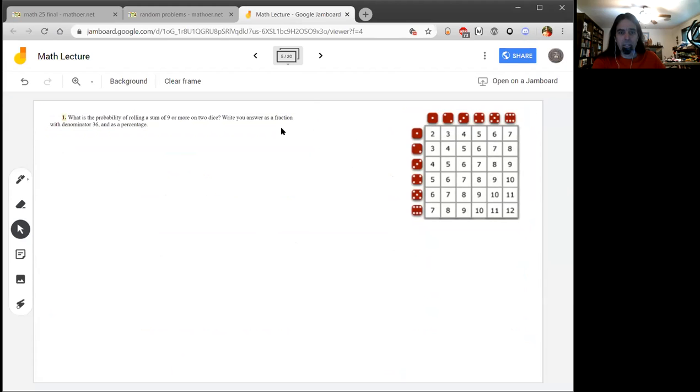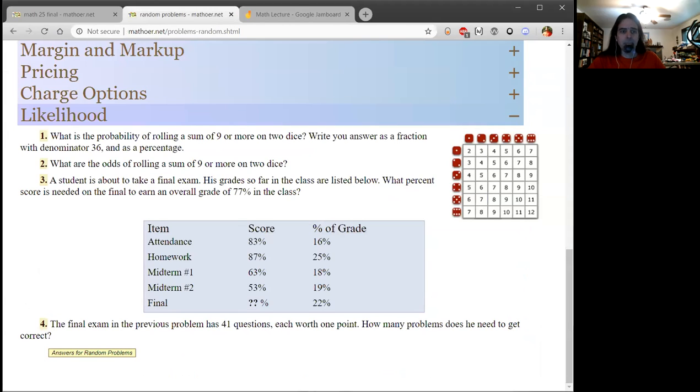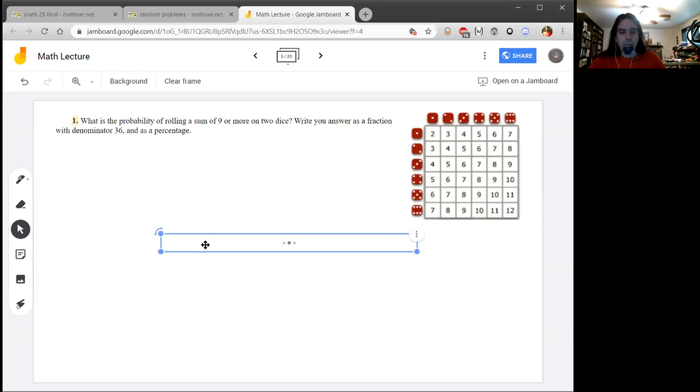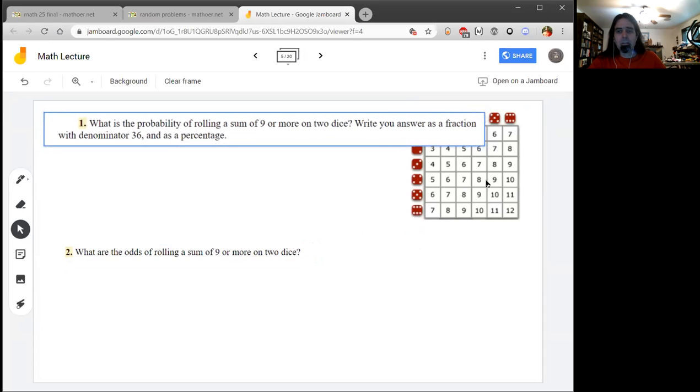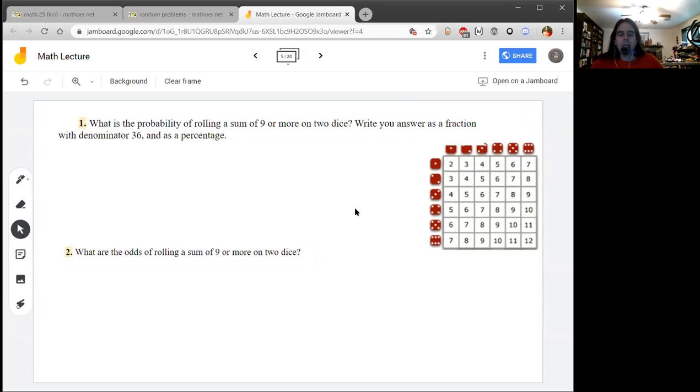This is what the test will look like. If we want to do the other one about the student and the test, we can too. Okay. So 9 or more. So when I'm adding up the 2 dice, then there's my 9s. And the 10s also work. And the 11s also work. And that one 12. So these are the results that work.